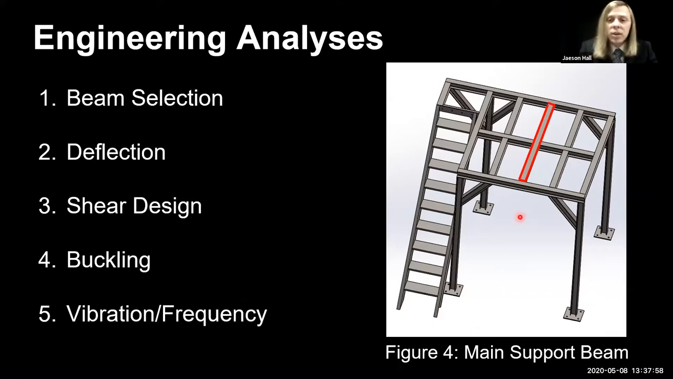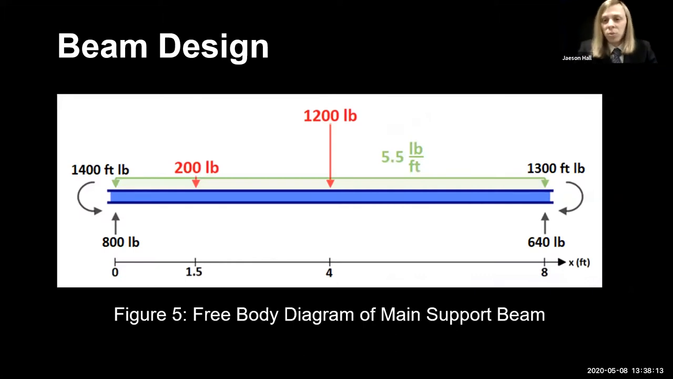We chose this beam because, unlike any other beam, this beam in particular would be under the most loading, as it would have to support the Suico machine. And so going on to beam selection, we want to look at this main central support beam a little bit closer. Here's that main central support beam here again.